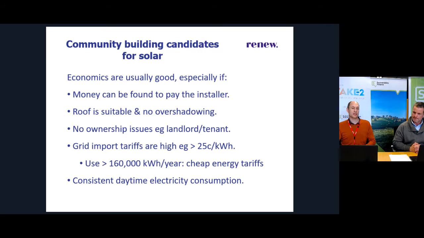Consistent daytime electricity consumption is a good candidate for solar panels, because then you've got a good correlation between when you're generating and when you're consuming. So you're consuming that solar electricity directly, which offsets that grid bill directly.